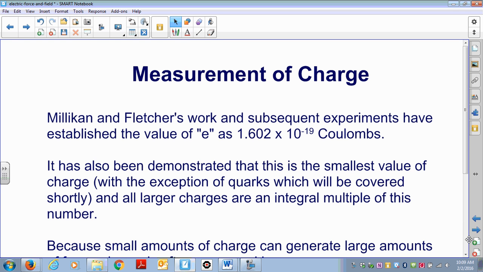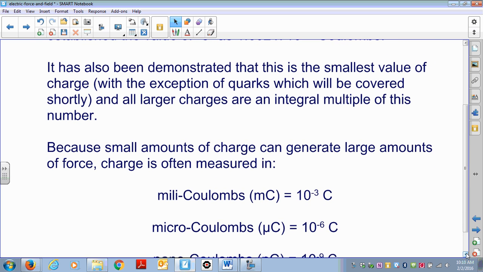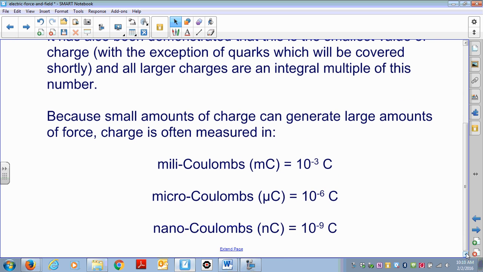It has also been demonstrated that this is the smallest value of charge, with the exception of quarks, which we will cover shortly. And all larger charges are an integral multiple of this value. Because small amounts of charge can generate large amounts of force, charge is often measured in millicoulombs, microcoulombs, or nanocoulombs. Remember the metric prefixes for this unit.